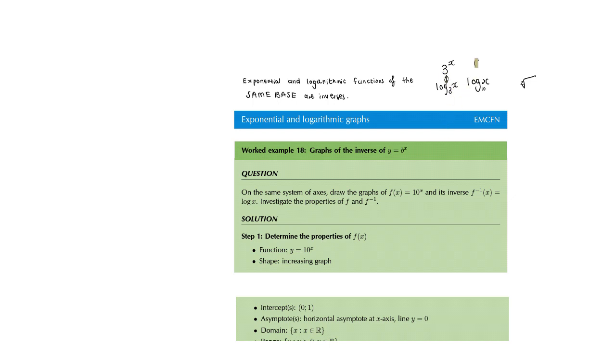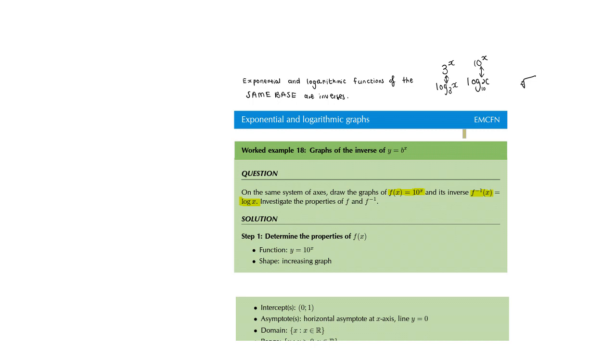Okay, and 10 to the exponent x and log base 10 of x, those two are inverses. Now let's look at the question that was given in the CEuler textbook. Again, the instructions are the same on the same sets of x's. Draw the graph of f of x equals 10 to the exponent x and its inverse f to the minus 1 of x equals log x. And those two are inverses because the bases are the same.